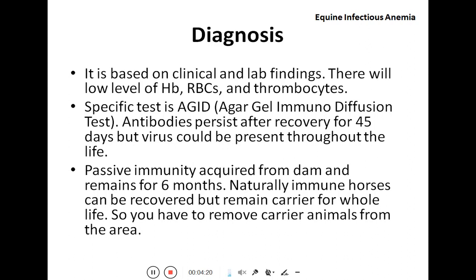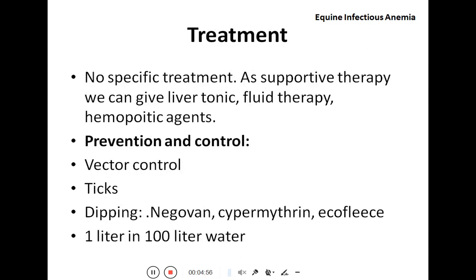Coming toward the diagnosis of equine infectious anemia, it is based on clinical and lab findings. There will be low levels of hemoglobin, RBCs, and thrombocytes. The specific test is the agar gel immunodiffusion test, and antibodies persist after recovery for 45 days, but the virus could be present throughout life. Passive immunity acquired from the dam remains for 6 months. Naturally immune horses can recover but remain carriers for their whole life. So you have to remove the carrier animals from the area.